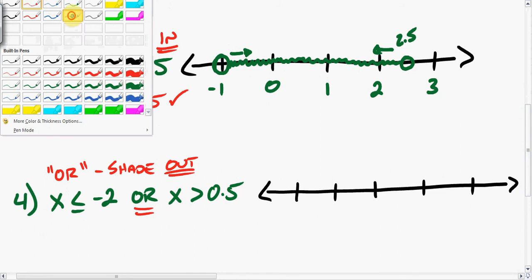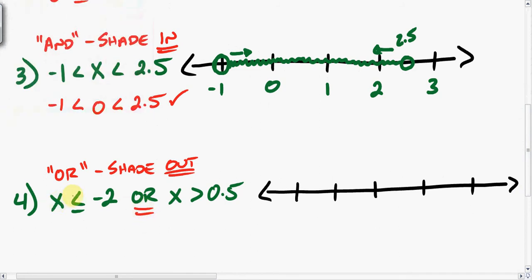So let's look at number 4, the or. So I've got x is less than or equal to negative 2. So I'm going to put negative 2 here, and then I'm going to count up. So negative 2, negative 1, 0, 1, and 2.